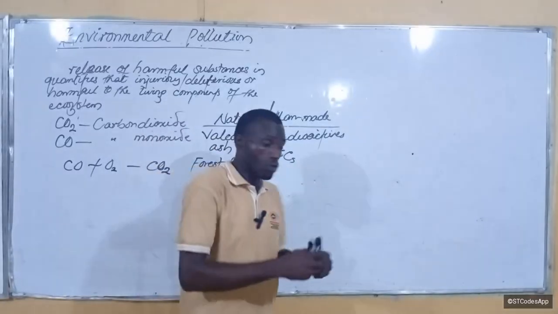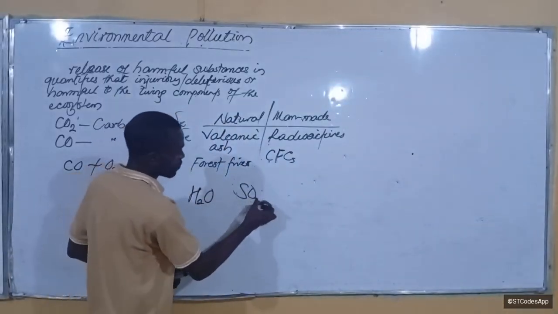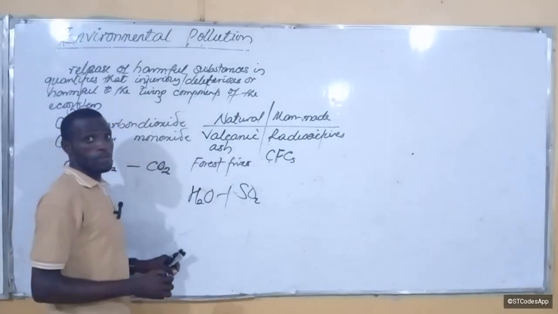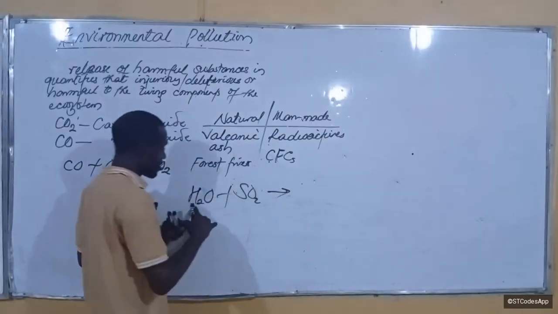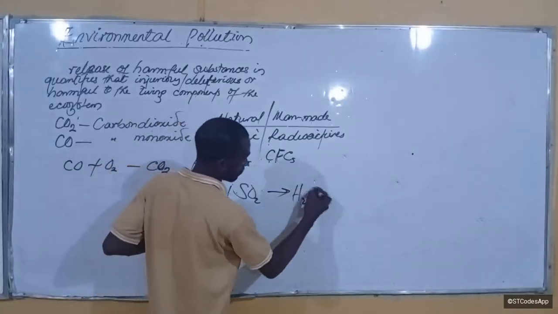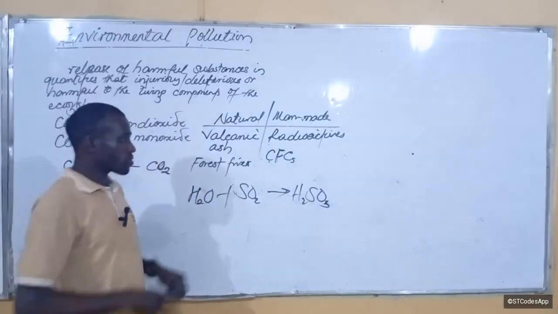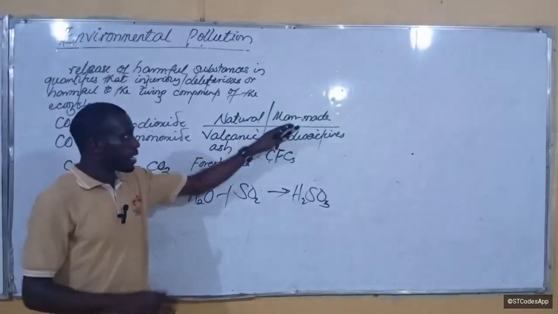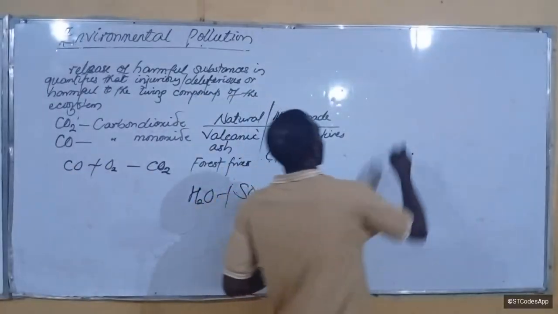So we have H2O plus, for example, in an area where SO2 forms the fog that I talked about. So you have H2SO3, a mild acid formed, okay? All right, so that's primarily it. Those are man-made pollutants. Now let's talk about the types of pollution.